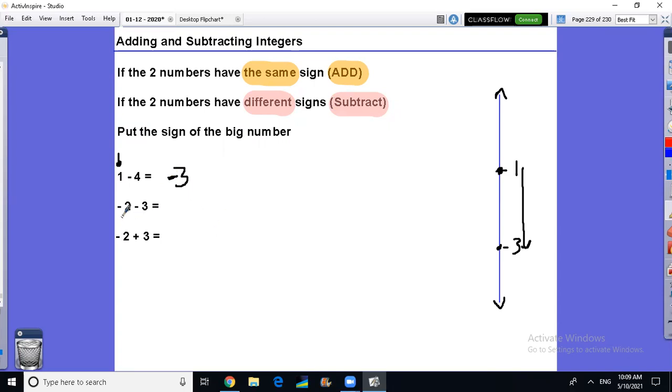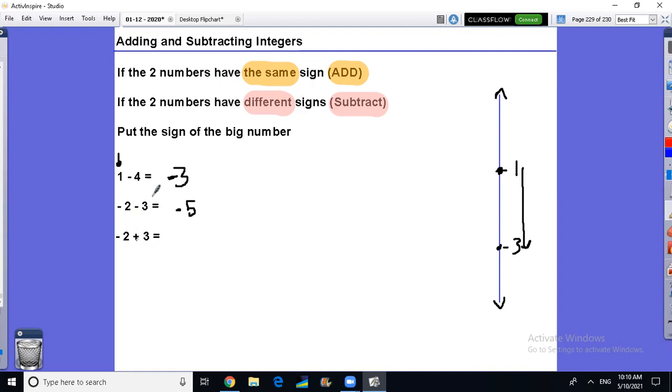All right, another thing over here. Negative 2 minus 3, or minus 2 minus 3. So here, how are we going to do this? Do they have the same signs or different signs? Sir, they have the same signs. So are we going to add or subtract? Same signs, we're going to add. 2 plus 3 is 5. The sign of the big number, Mr. Big or small, both of them are negative. So it's just negative 5.